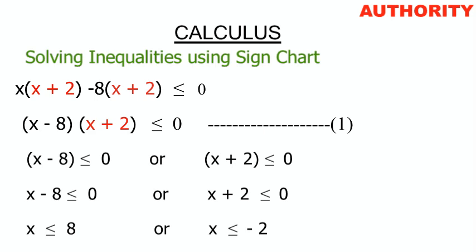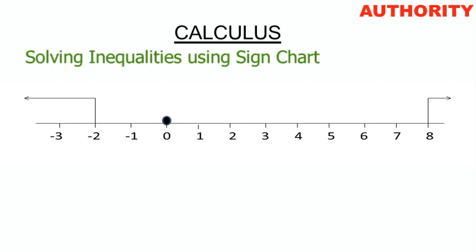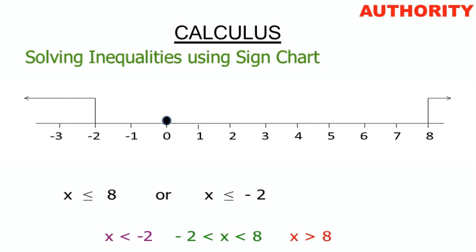Now, please, we are done with factorization. What is left is using the sign chart and a number line. So please help me and draw a number line. You understand a number line now? Okay, good. Now, in your number line, figure out 8 and then minus 2. Those are the two values that we obtained.